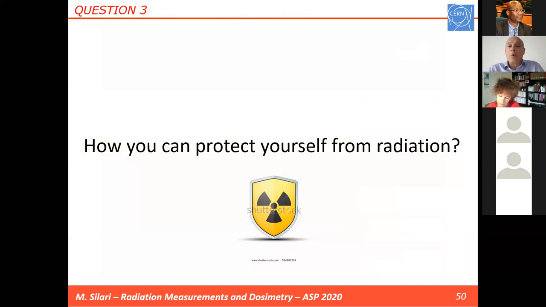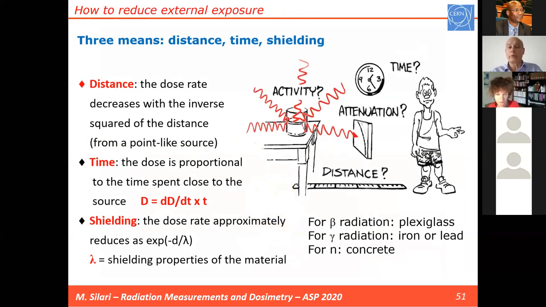Okay, now we know from last week what are the detrimental effects of radiation. Now we know the classification of areas. We know how you classify personnel. Well, we now need to know how you can protect yourself from exposure. You don't really want to go into an area without knowing what is there, so you will have monitors, but you also need a way to protect yourself. And there are three simple means to reduce exposure to external radiation: distance, time, and shielding.